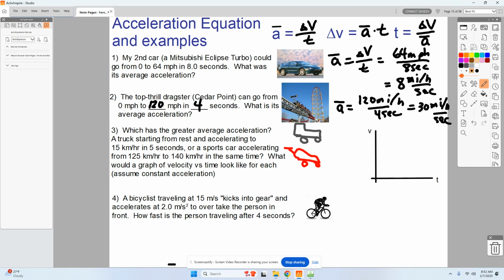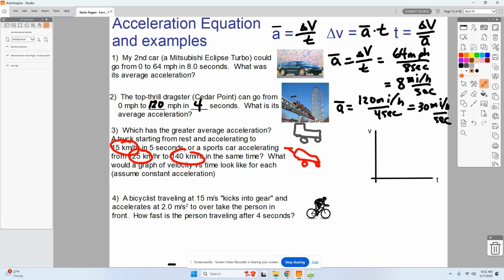And I'm hoping you see that the delta v is exactly the same. Each of them experiences a change in velocity of 15 kilometers per hour. This one goes from 125 to 140. This one goes from 0 to 15. It's the same delta v in the same amount of time. So they have the same acceleration.